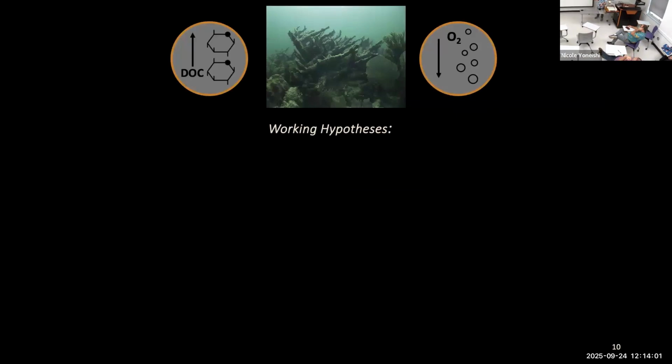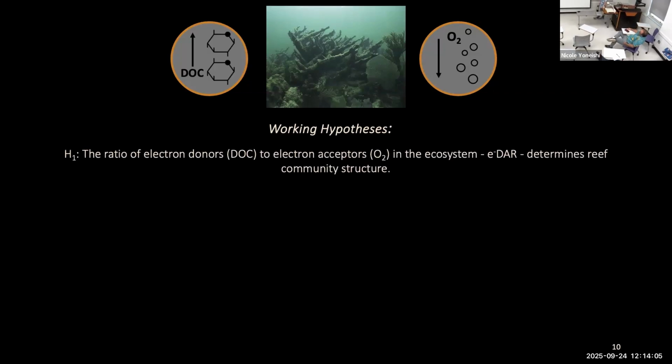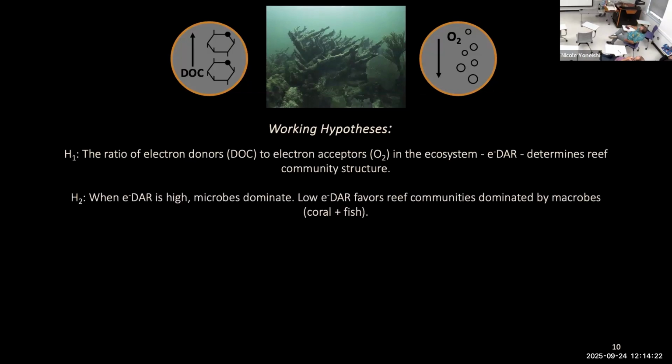So the working hypotheses I went on for my PhD revolved around oxygen and DOC. We thought that the ratio of electron donors, so our DOC, dissolved organic carbon, to electron acceptors, which is our oxygen, we call this EDAR for no good reason other than it was easier to say than the ratio of electron donors to electron acceptors. We think this determines reef community structure, and that when EDAR is high, we expect it to be more microbialized, and when EDAR is low, we expect these systems to be healthier.